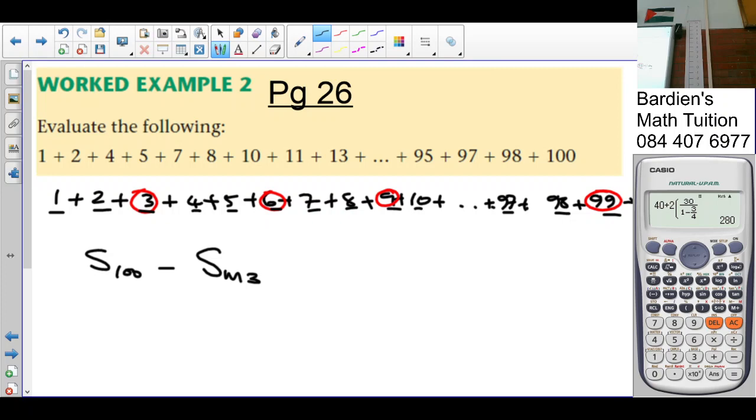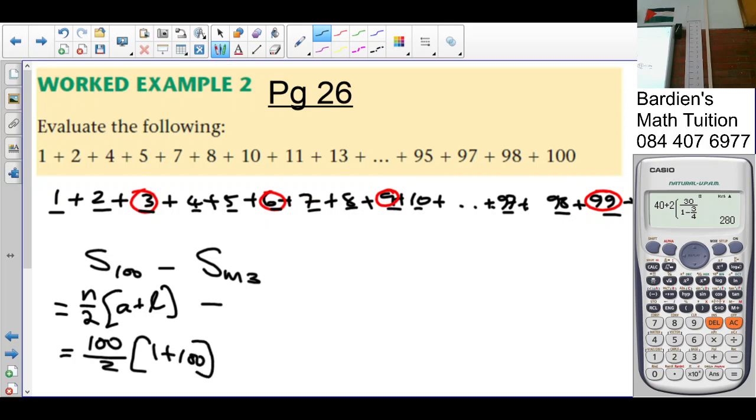At this point, we can solve the sum to 100 terms. Okay? We can say this is simply going to be n over 2 into a plus l. Do I have my last term? Yes. Do I have n? Yes. So let's do this part of the formula first. How many terms are here? 100 over 2 into, what's my a value? Plus 100, minus the sum of the multiples of 3.